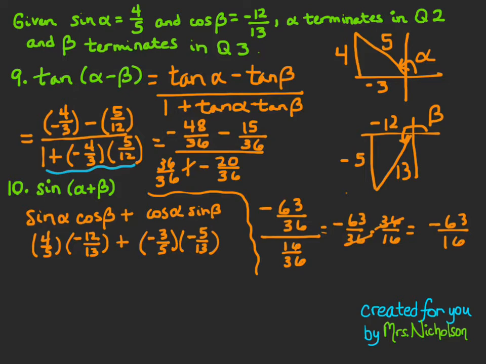For my first product, I get negative 48 over 65. And then I have plus, and negative times the negative would be a positive 15 over 65. And negative 48 plus 15 would be negative 33 over 65. And that would be our final answer. I'm going to stop here and pick up with the rest of the review in video 2.